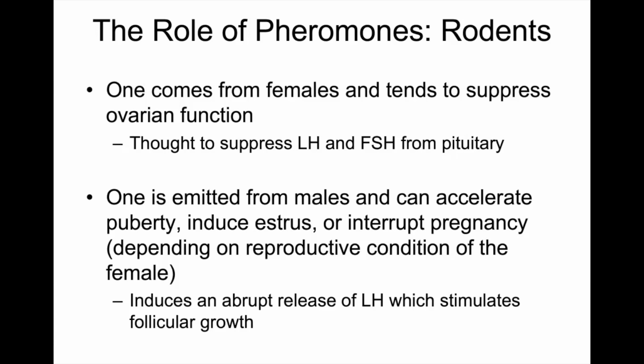Estrous is the estrus cycle. So estrus with just the U would be just one phase of the estrus cycle. But anyway, this pheromone is known to induce estrus in females when it's coming from males. So that would be sort of induces sexual receptivity. It's also been shown to interrupt pregnancy depending on the reproductive condition of the female. This also induces an abrupt release of luteinizing hormone, which stimulates follicular growth.